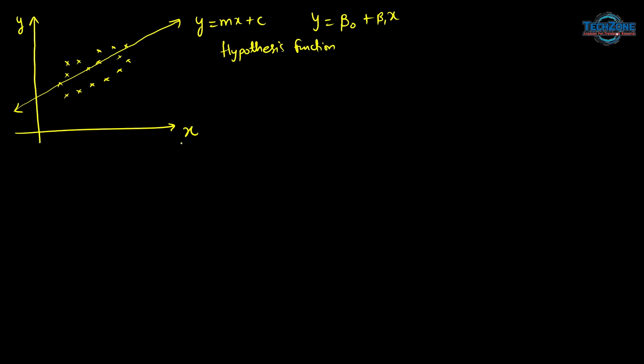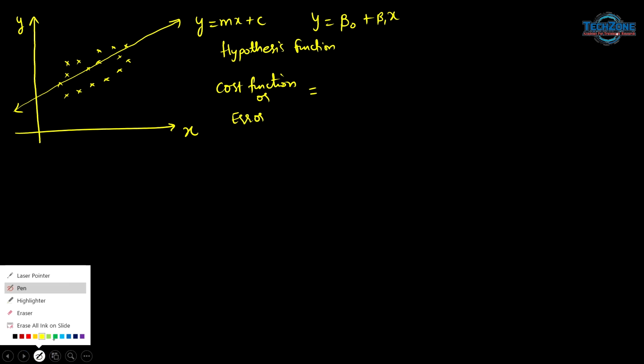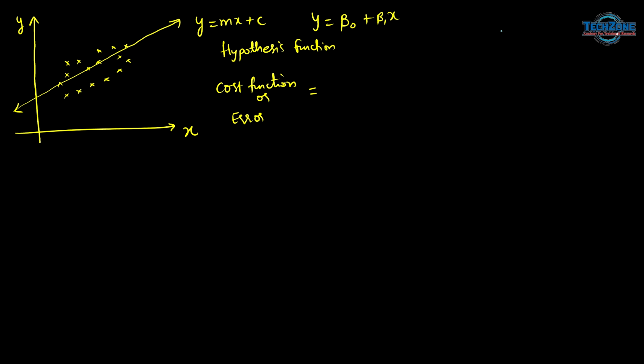Now we need to find the cost function, or it is also called the error function. What is this? I'll explain. Let me change the color. Let me draw a graph here one more time. This is our x-axis and this is our y-axis. I'll take 2 points and explain if this is the best fit line.